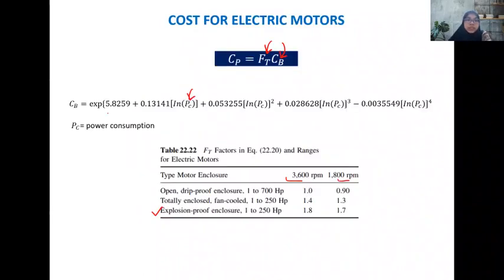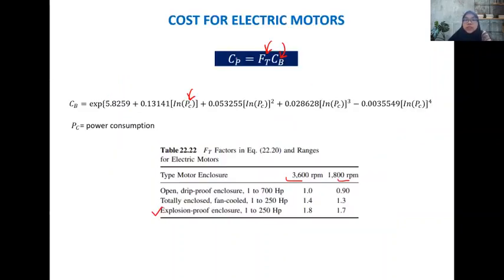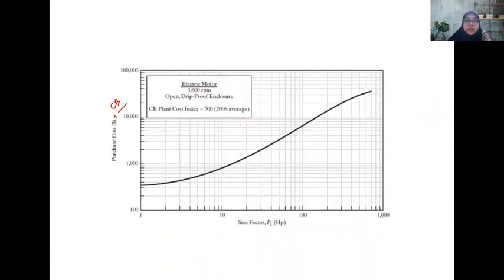If we do not consider the equation, you can also determine the base cost from this figure. Okay, the purchase cost is the CB or the base cost. That means it refers to the properties of the electric motor. So the base cost is based on the properties of 3,600. It gives you the base cost, and then inserting the value of CB to determine the purchase cost. Okay, the diagram is based on 2006 where the cost index is 500.